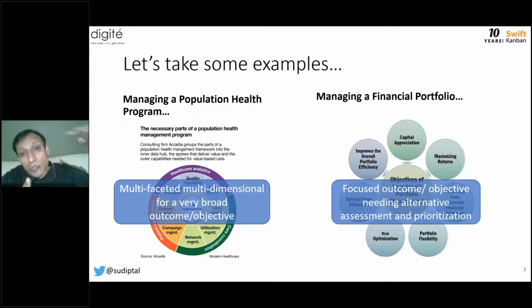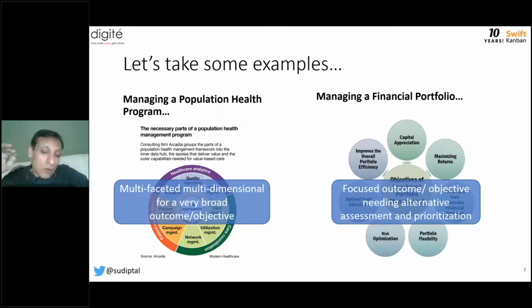What I'm trying to highlight is that when you're looking at managing a program, you're looking at a much broader picture, a much more 360-degree view of what the program is under, and what the objective is that the project is supposed to be delivering under the program. You take a much broader view than when you look at a portfolio.